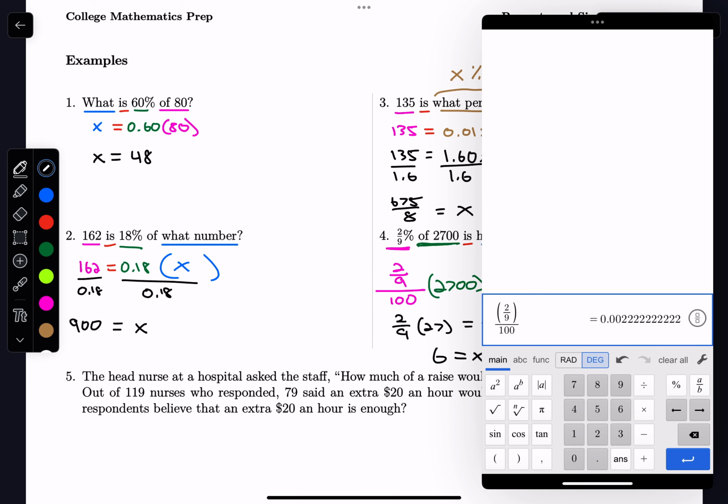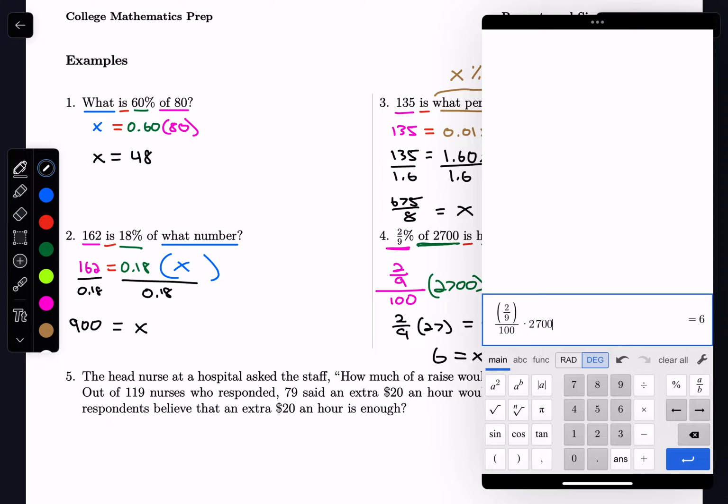So see how now it put the 2/9 on top properly and the 100 on bottom. And then to the side of it, you have to click the right arrow to get to the side. We're then going to multiply by 2700. And notice that that just gives me 6, which is exactly what we got doing it by hand.